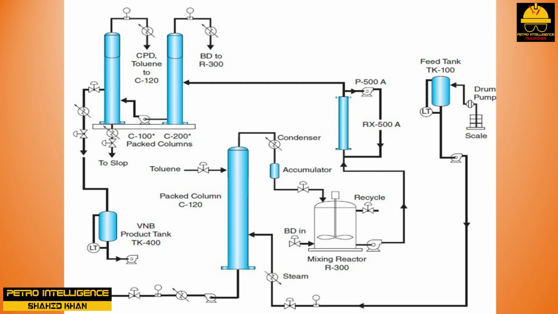The prime bottoms product is sent to a third, vacuum, distillation column for product separation. In the third fractionation tower, the mixture is separated into 3 cuts: BD, CPD, and toluene overhead, VNB as a side stream, and bottoms.